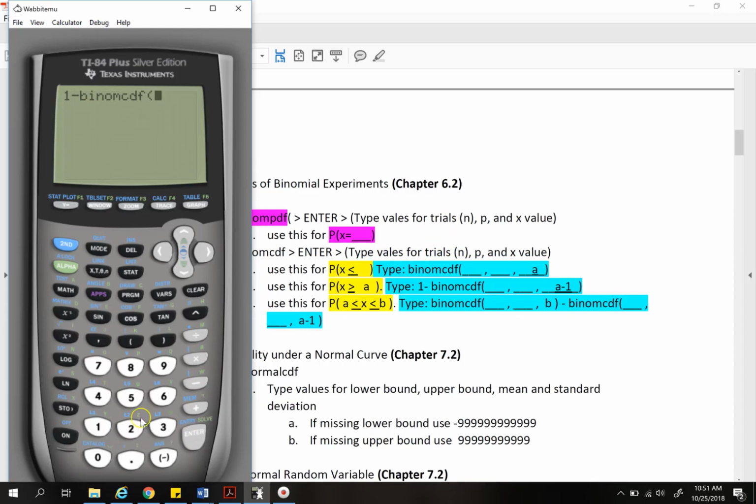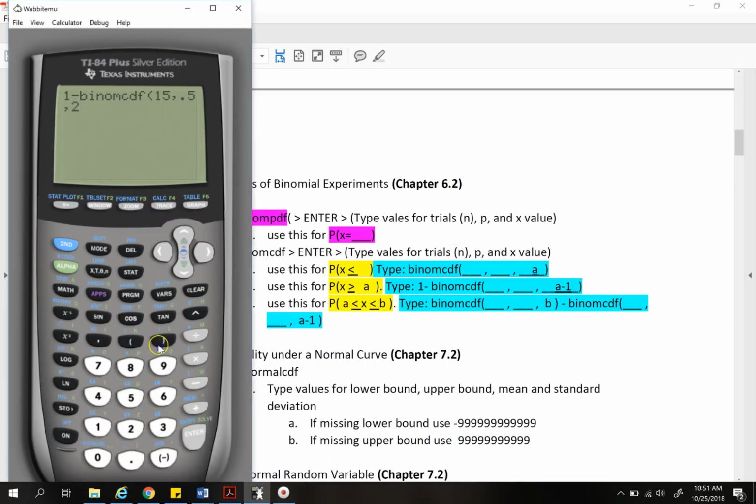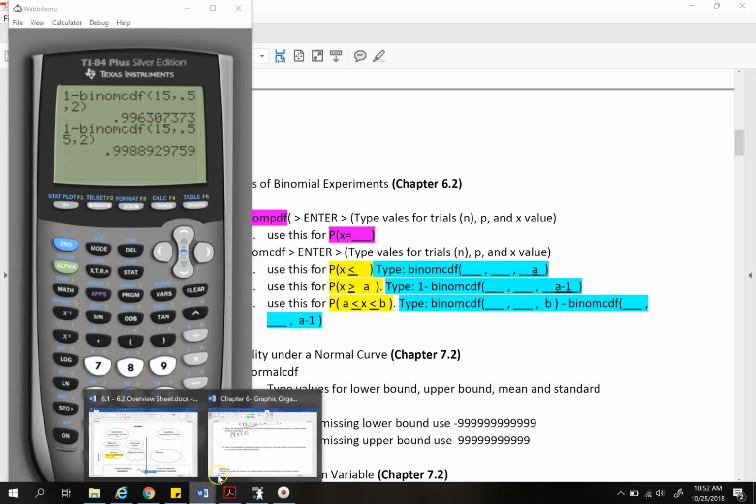Again, 15 for our trials. Probability is 0.55. And now, what was our A in this case? 3. Here, you're going to take 3 minus 1, which is 2. You should get 0.9. Oh, I did it again. I forgot the point. My key sticks, I think. Put 2 5s there for probability. 0.9989.